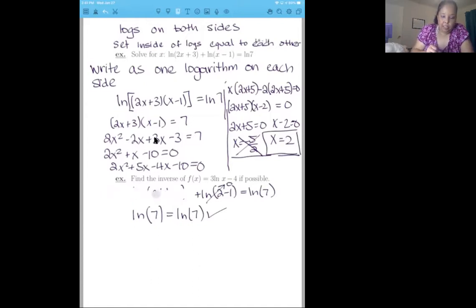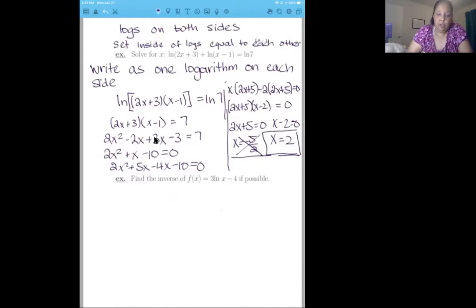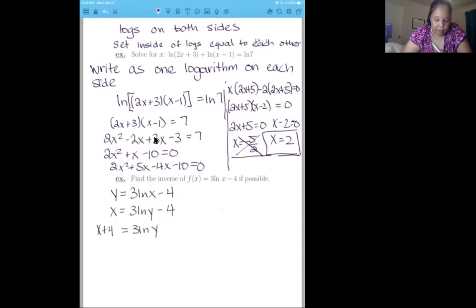All right, now let's go ahead and find the inverse of a logarithmic equation. So remember, y and f of x are the same. And now I'm going to switch x and y. X equals 3 natural log of y minus 4. And now what I want to do is solve for y. All right, so I'm going to add 4 to both sides. X plus 4 equals 3 natural log of y. And I'm going to divide by 3. So I have x plus 4 over 3 equals natural log of y.